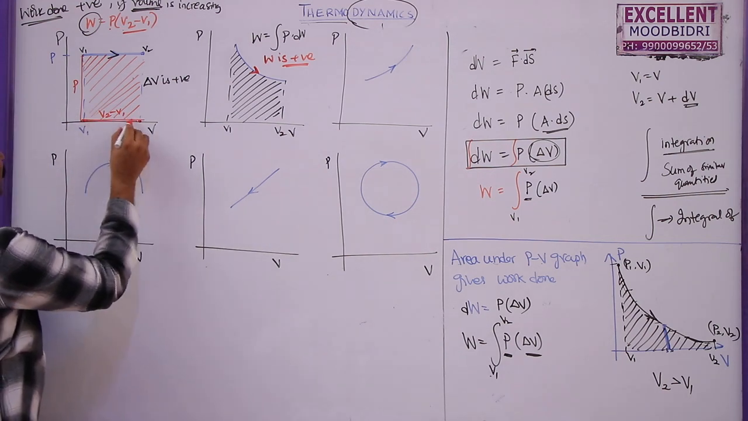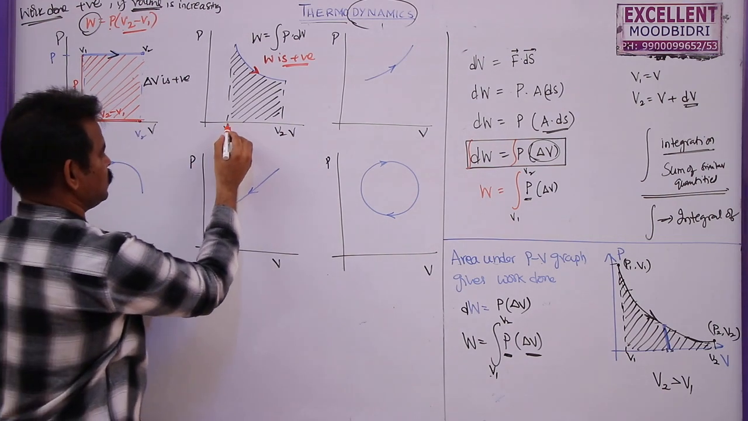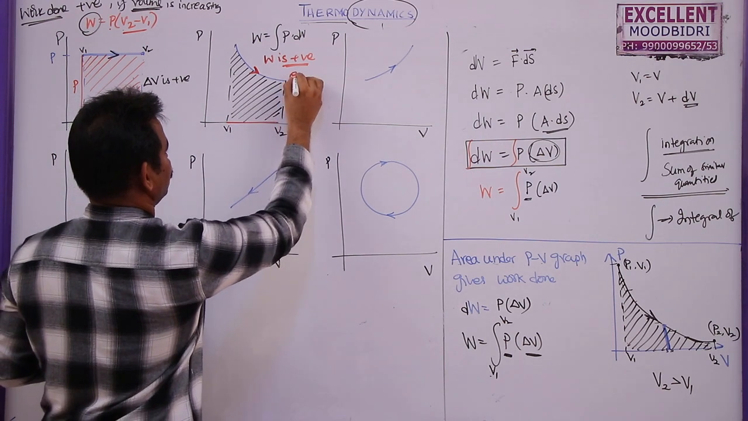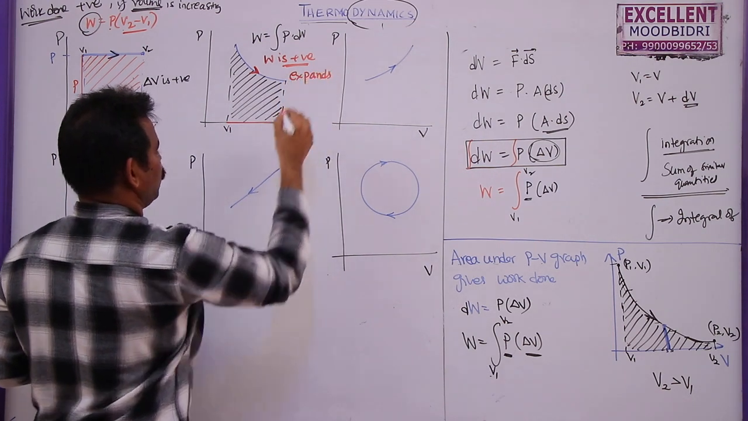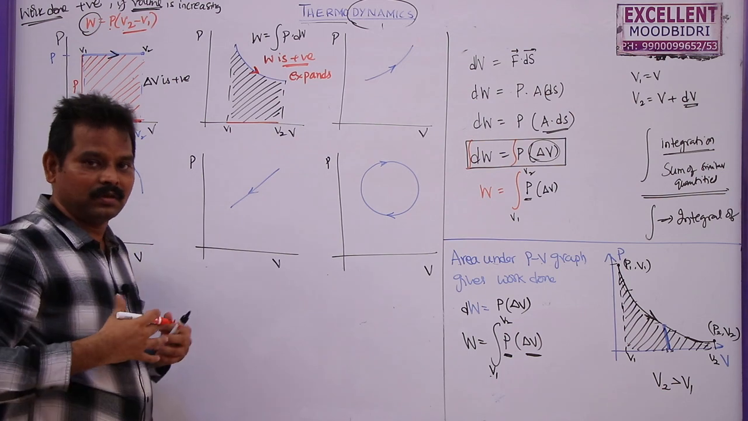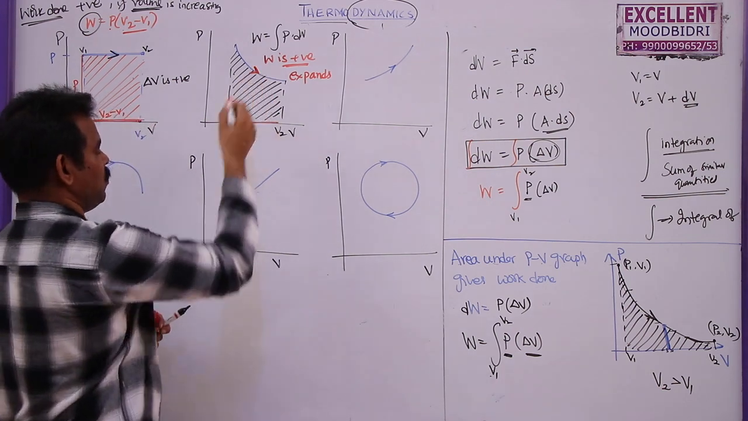Here also gas is expanding from V1 to V2. So whenever gas expands, work is done by the gas. The gas itself is expanding, so work done will be positive.